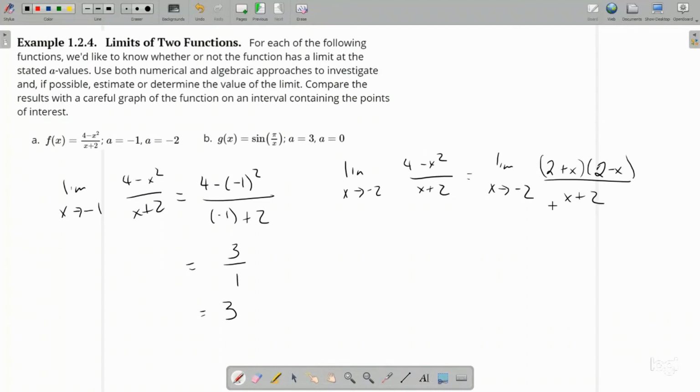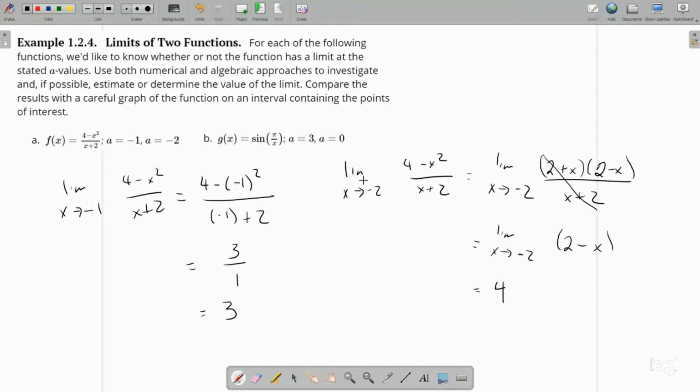And of course, by the commutative property of addition, 2 plus x is the same as x plus 2, so those cancel out. And so this limit is exactly the same as 2 minus x, and now we're in a situation like we were over here, where we can just plug in the number. 2 minus negative 2 is equal to 4. And so that gives us this value.